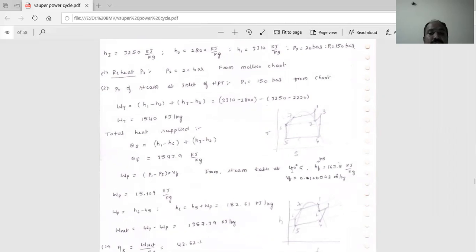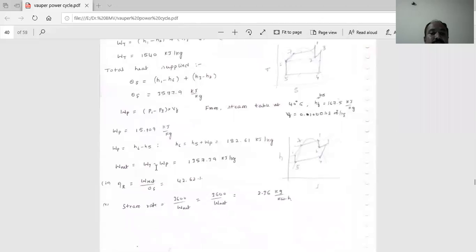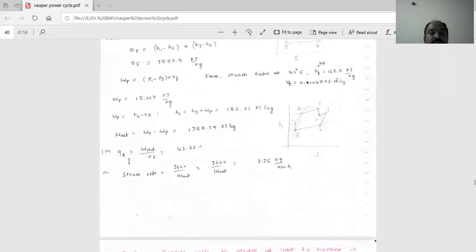From the steam table at 40 degrees centigrade, the value of Hf is equal to 167.5 kilojoules per kg. Vf is 0.010078 meter cube per kg. Then W net is equal to Wt minus Wp. It becomes 1357.39 kilojoules per kg. Then Rankine efficiency is equal to W net divided by QS, which becomes 42.62%. The steam rate, 3600 divided by W net, becomes 2.36 kg per kilowatt hour.